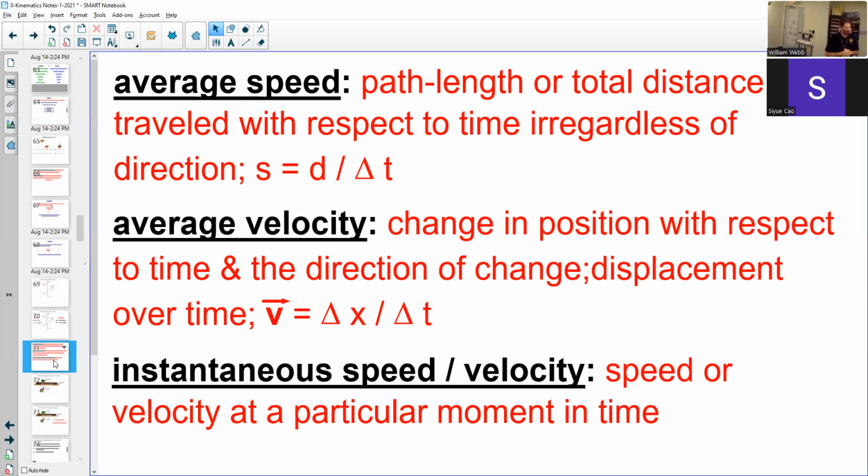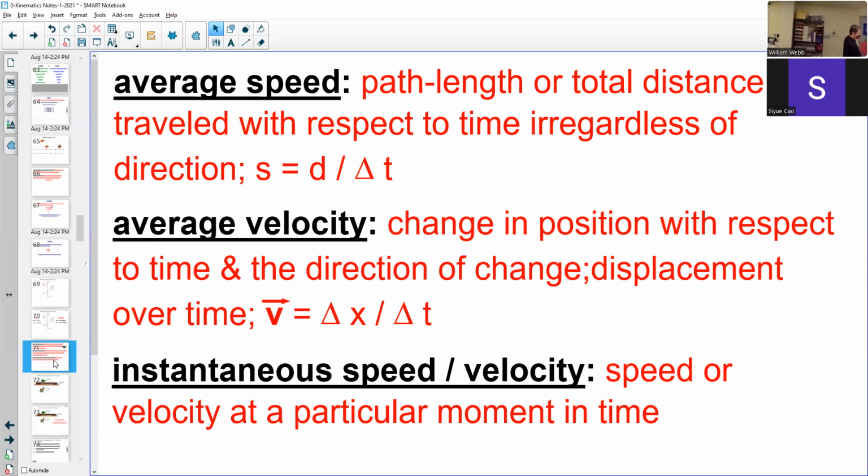Yeah, Britt? Change in time is final time minus initial time. Yeah, anytime you see that triangle, that change, you can substitute final minus initial, whether it's time, velocity, or position. You can always just substitute final minus initial right away.